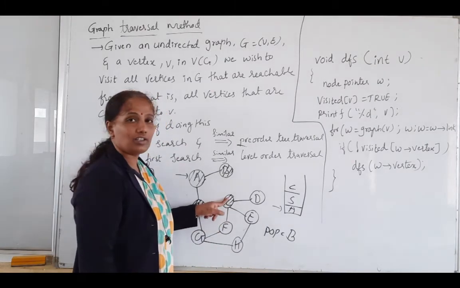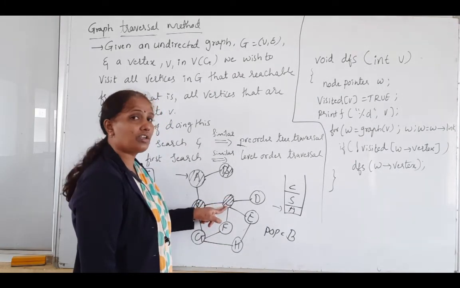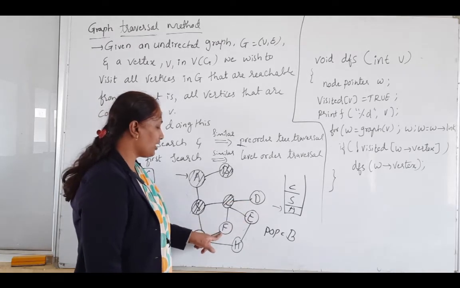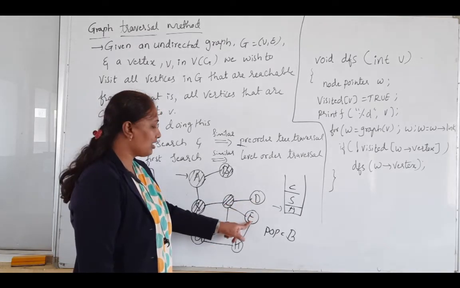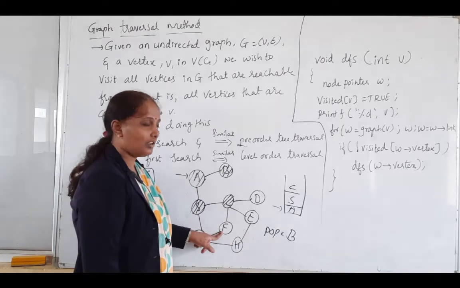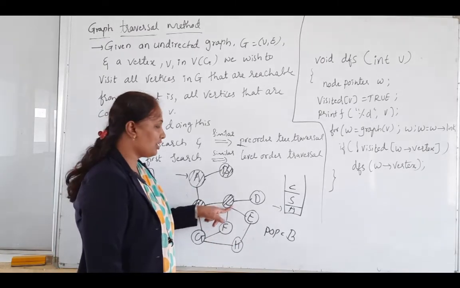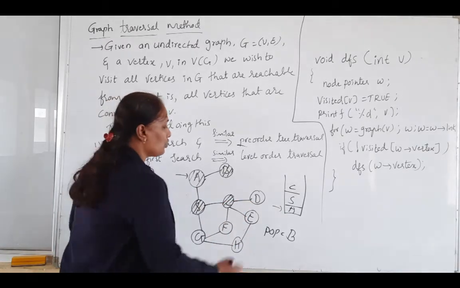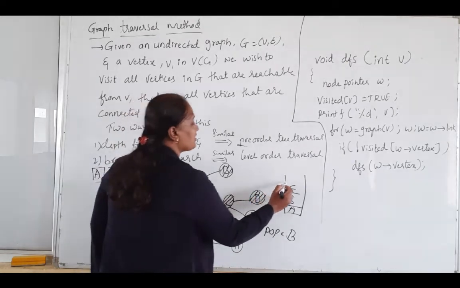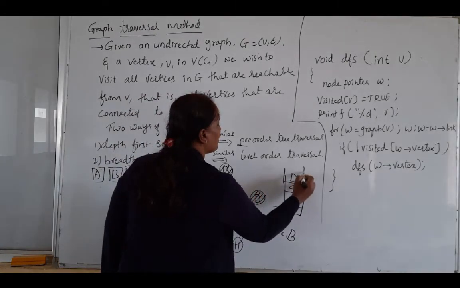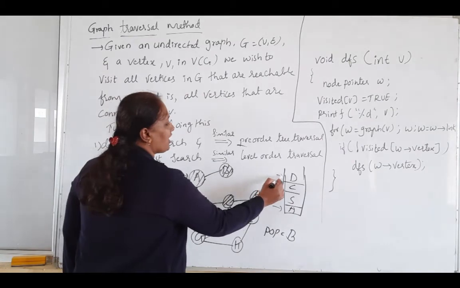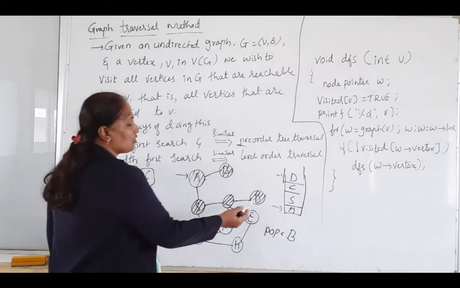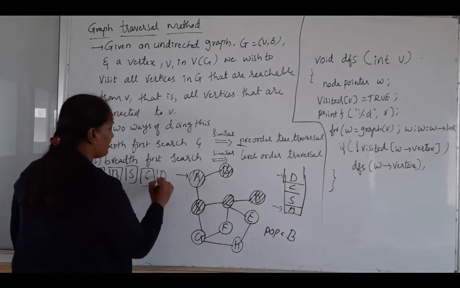Now I am going to check the vertices which are connected to this vertex C. Three vertices are connected to this: one is D, another one is E, and F is there. Which one are you going to visit first? You are going to visit D. So you are going to mark D as visited, and push it on the stack in the same way. What is the top of the stack element? It is D. So I will write D here.